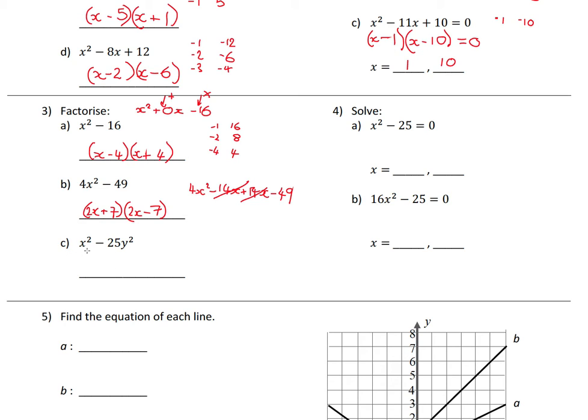Okay, and the last one, x squared minus 25y squared. So again, it looks slightly different from the first one we did, in that there's this y squared in there as well. Okay, so we start with an x in each bracket. Now to get 25, that would be 5 and 5. It's our square number, remember. There's no middle term, but it's 25y squared. So in other words, these negative 5 and positive 5 are going to have a y with them as well.